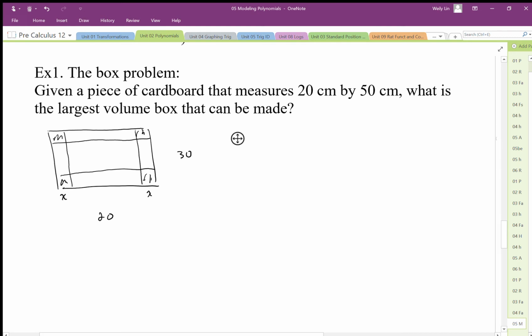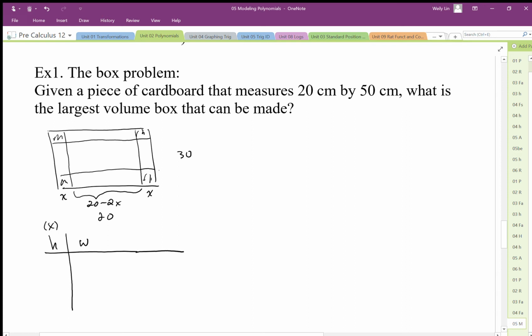I'm going to make a table here. My height, which is x, and put x in brackets here. My width. And what's my width going to be? Well, if I take a look at this width in here, if I start with 20 and take away x from both sides, I end up with 20 minus 2x. So there's going to be my width.